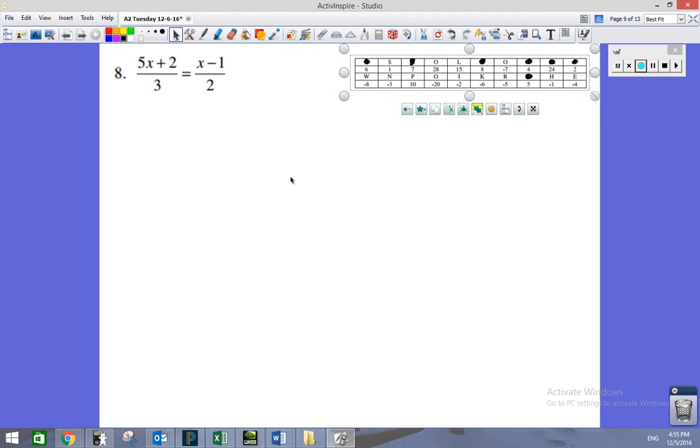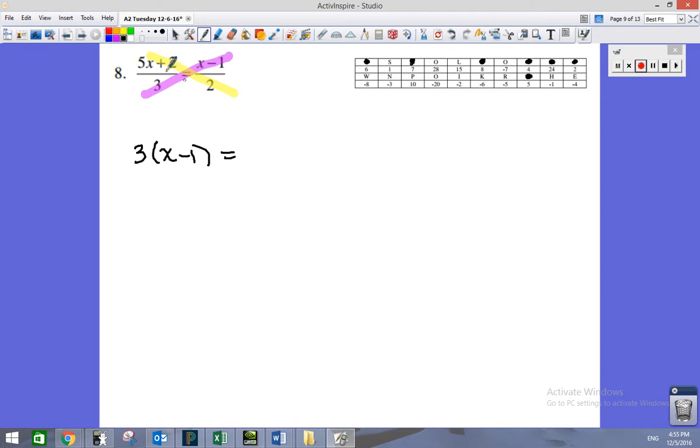Alright, so again, I have a proportion. And again, to solve this proportion, I'm going to cross multiply. I'm going to multiply along this diagonal, and then along this diagonal. Along the purple diagonal, I have 3 times x minus 1. And along the yellow diagonal, I have 2 times the binomial 5x plus 2.